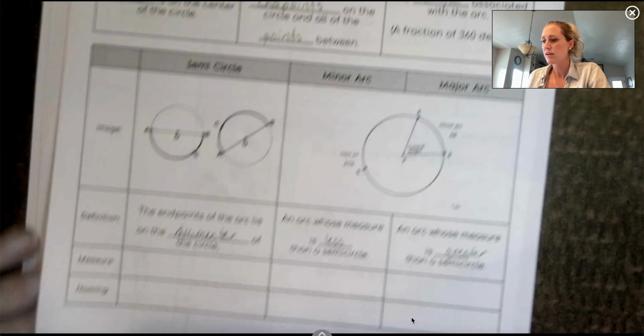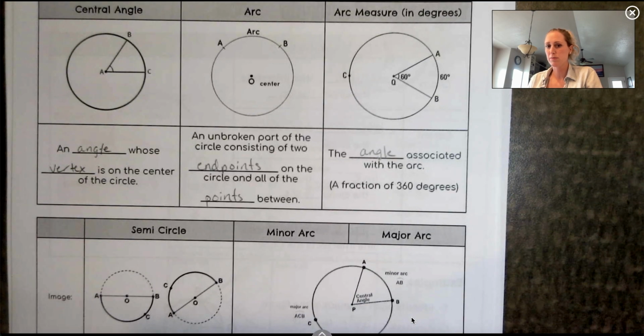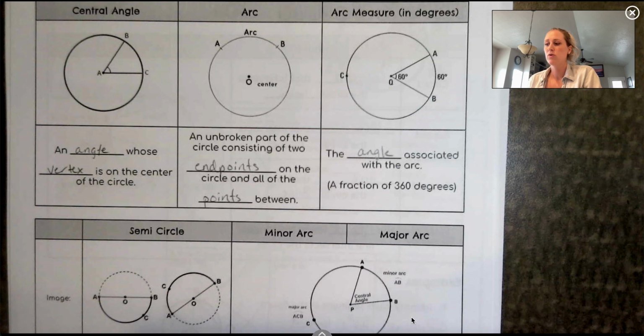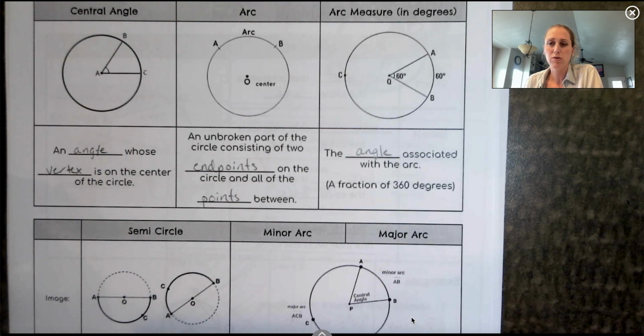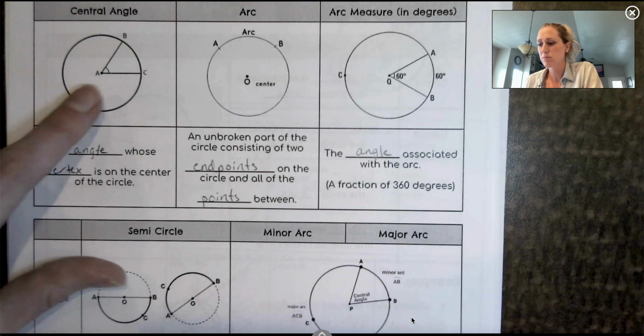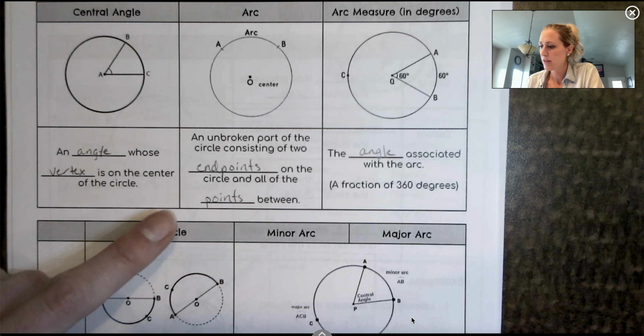Okay, next we have some more vocab. I already pulled these from the book, you guys. I'm going to talk a little bit about it. Some more vocab. So central angle. We've actually dealt with this already when we were finding area of regular polygons, but it's an angle whose vertex is on the center of the circle.